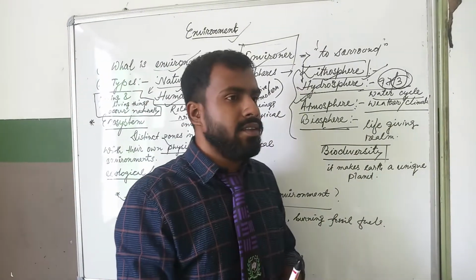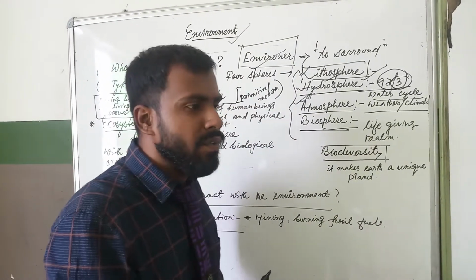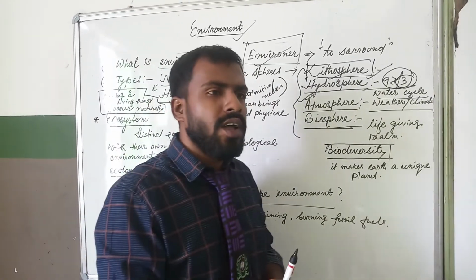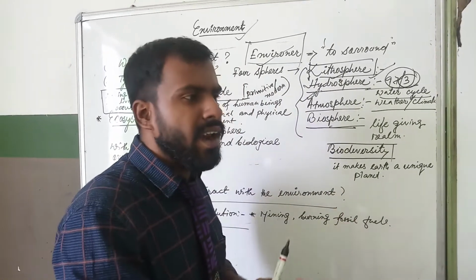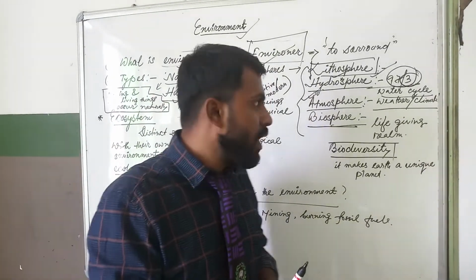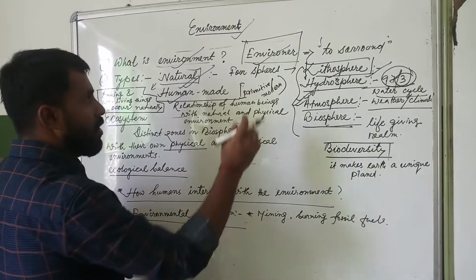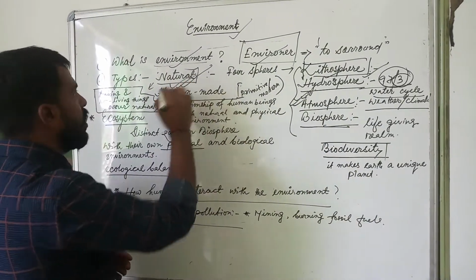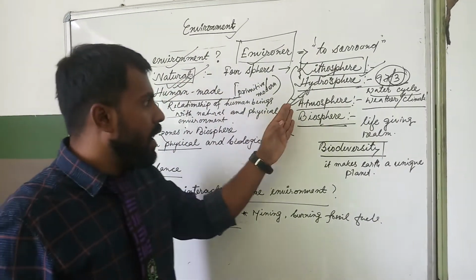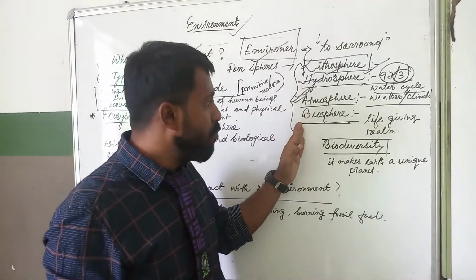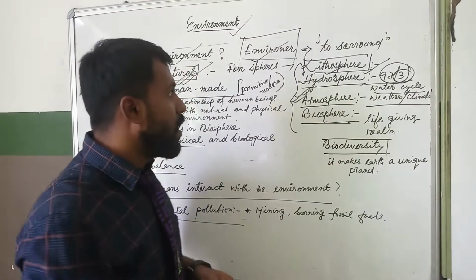We know that the gases we need, like oxygen, are provided by the atmosphere, and several living and non-living things also depend on the atmosphere. So the atmosphere is important as an element of the natural environment. And the last and most important one is the biosphere.